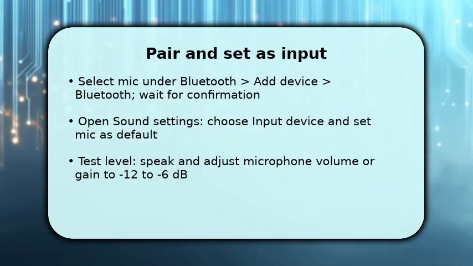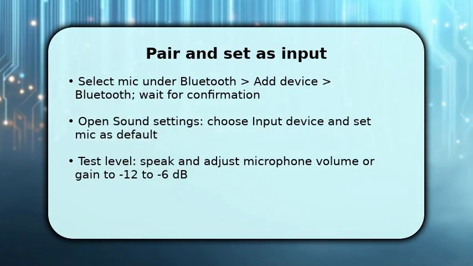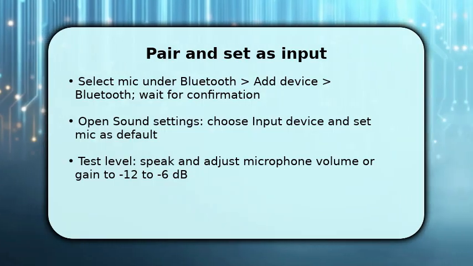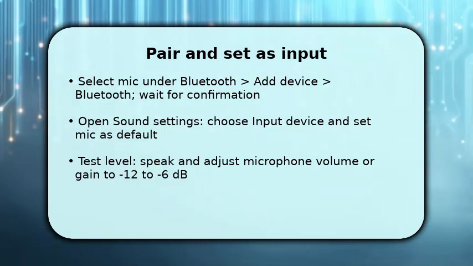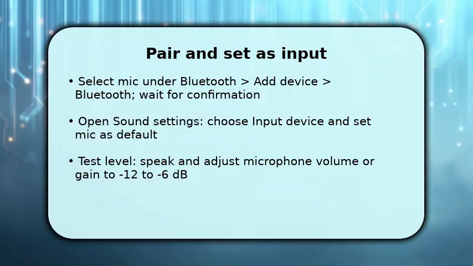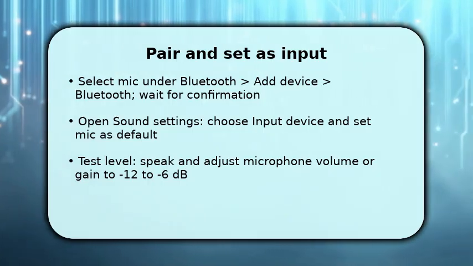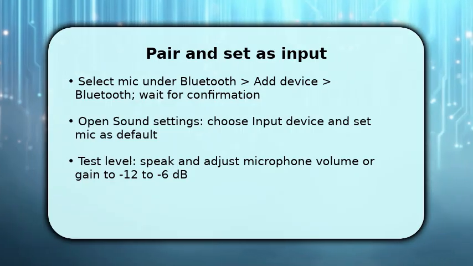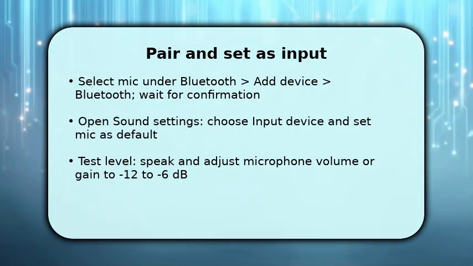After pairing, open Sound Settings and choose the mic as the input device, then set it as default so apps use it automatically. Next, test by speaking and monitor level meters. Make sure peaks sit around -12 to -6 decibels to avoid clipping. If your mic has hardware gain, adjust it now.